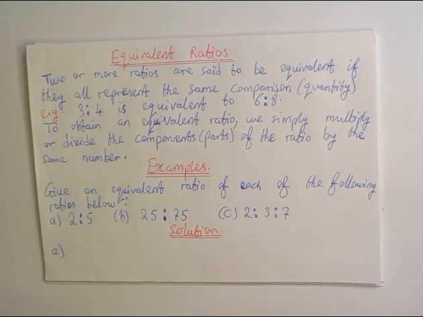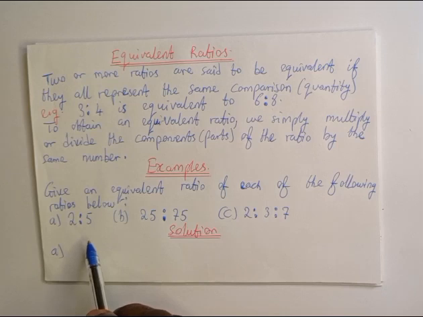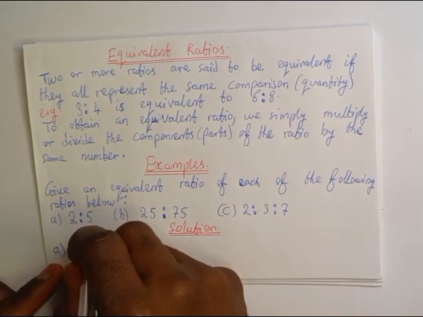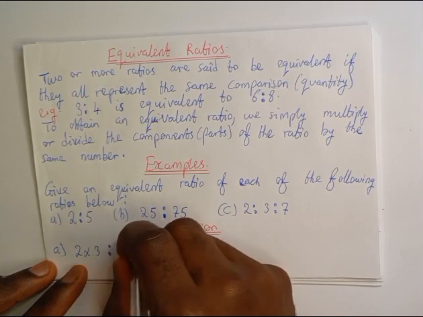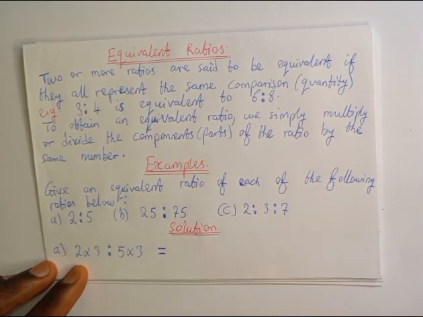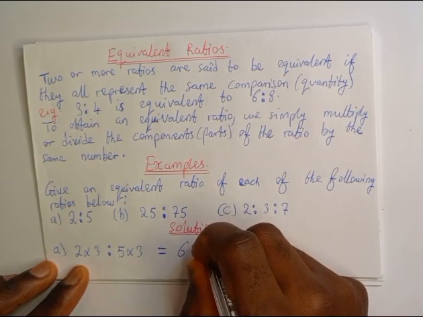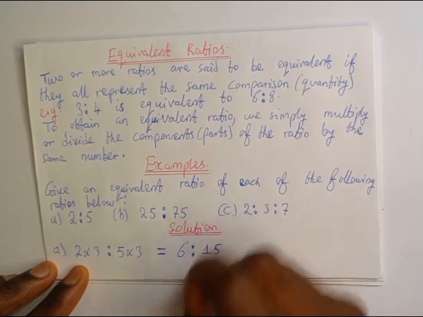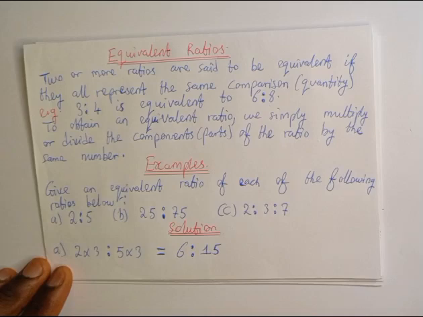Take solution. Take A. We have to give an equivalent ratio of the ratio 2:5. In this case, we can decide to multiply each of the components of this ratio by the number 3. Take 2 times 3 is to 5 times 3. This will simply be equal to 2 times 3 gives us 6 is to 5 times 3, which is 15. 6:15 is an equivalent ratio of the ratio 2:5.